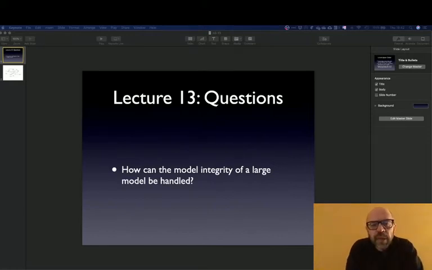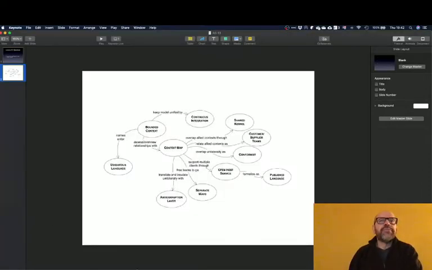Hello. For lecture number 13, we are going to address a single question. How can the model integrity of a large domain be handled? And we are going to discuss a set of patterns.